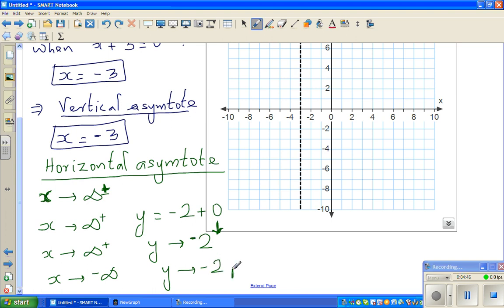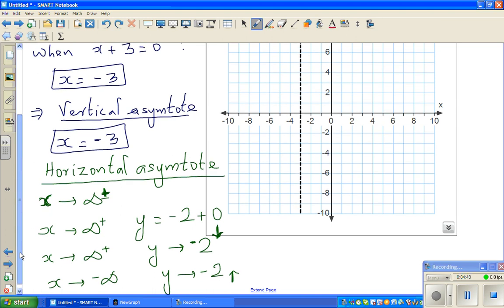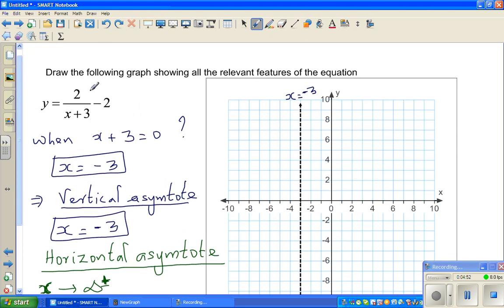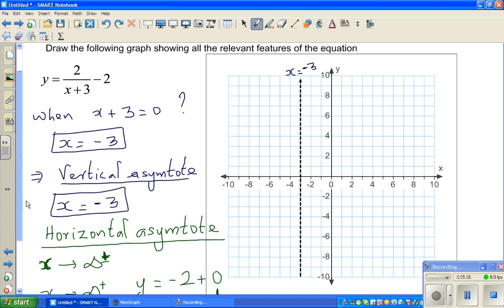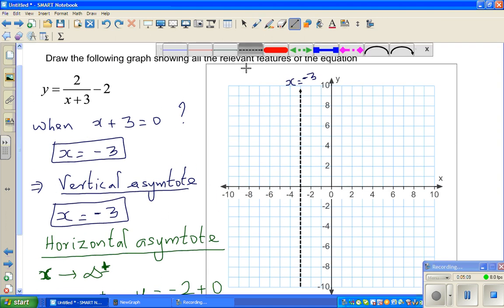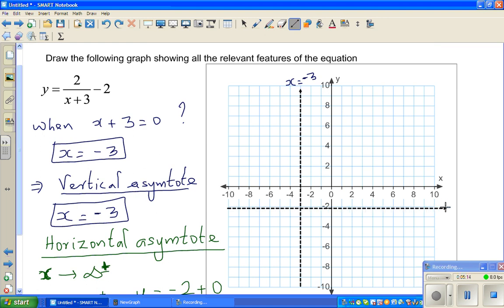Let me explain why I wrote below. When you put a negative number, this would become minus 2 minus 0, which is very small. So y would be approaching negative 2 from below. So I'll draw the horizontal asymptote at negative 2. This is your negative 2, and this line is called y is equal to negative 2.